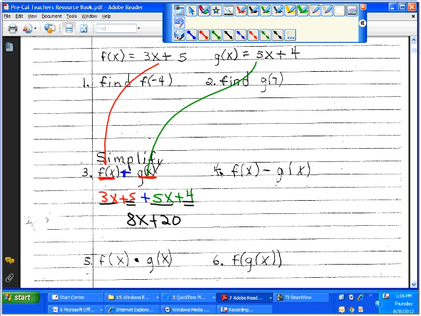So f of x plus g of x is 8x plus 9. Thank you. Yeah, y'all keep me straight. Any questions on number 3? Okay.